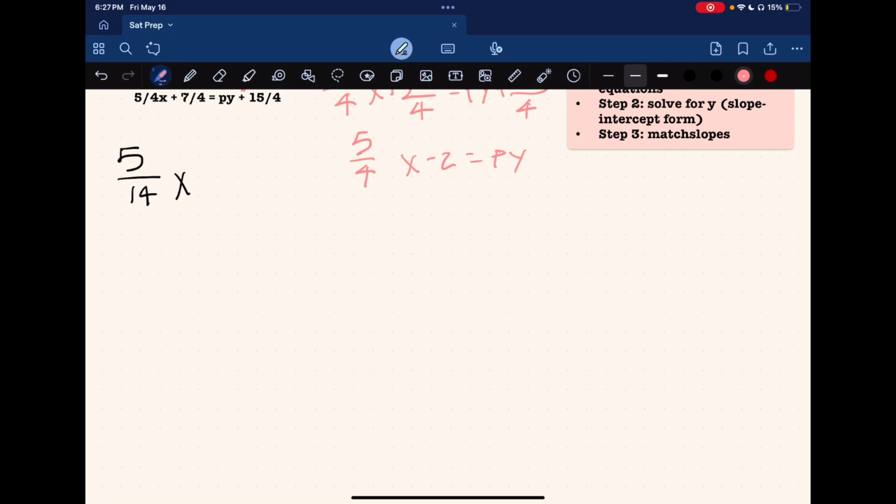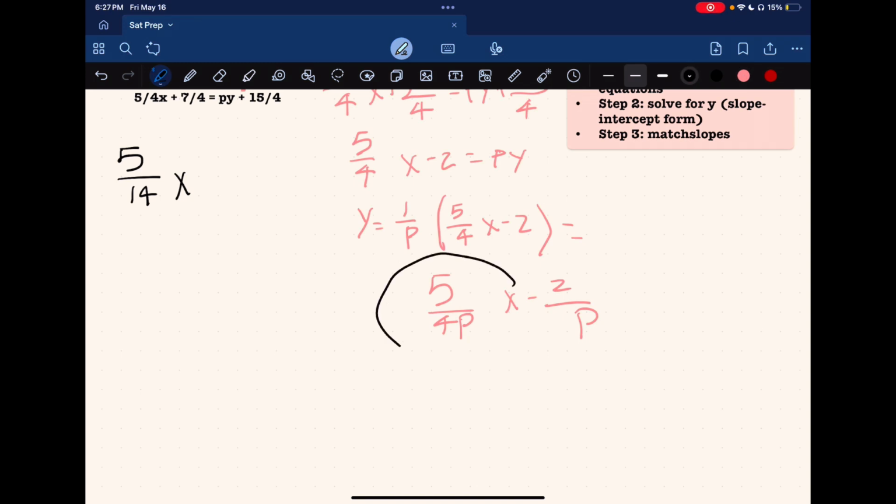So I took a different attempt. Some people probably wouldn't think to do this, but I did y equals 1 over 2p times 5 over 4x minus 2, and then this should equal 5 over 4p x minus 2p. And then our slope is going to be this.